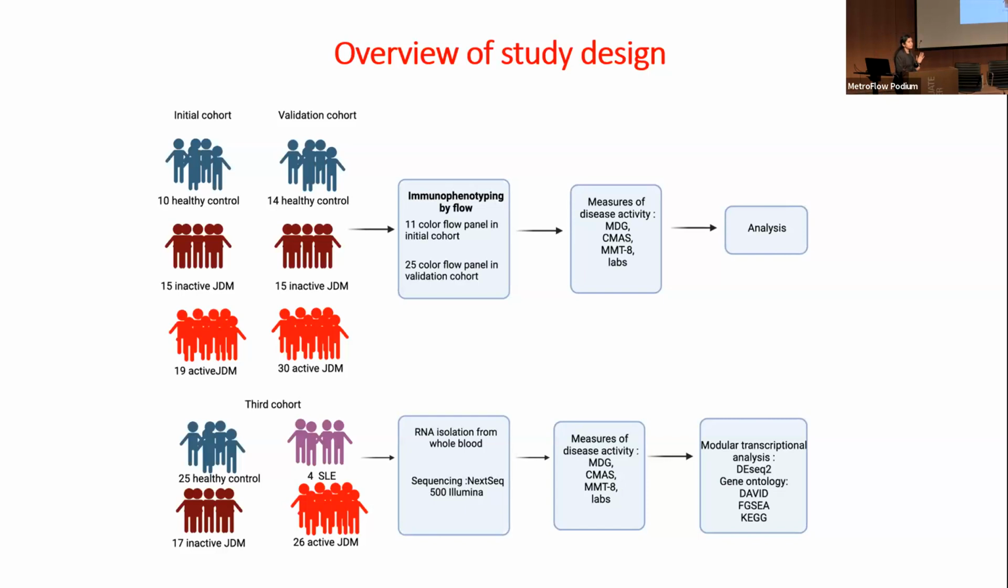It was mainly focused on T and B cells, but then the validation panel had a bigger 25 color panel, and we had all the clinical disease scores for all the patients, and of course, this was followed by analysis. For the transcriptional data, we had another cohort where we had an additional control of 4 SLE patients, and we performed bulk RNA sequencing, and we also had the clinical information to stratify the patients.